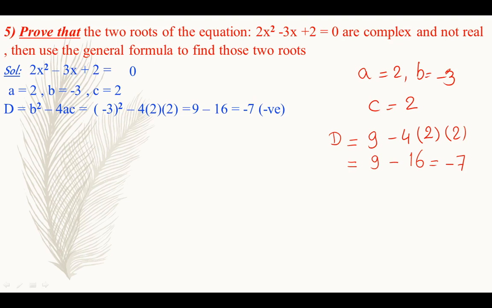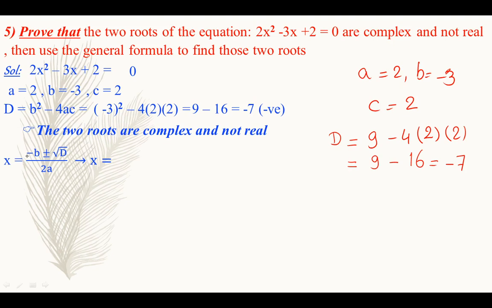Here all we care about is the sign of the discriminant. Here the discriminant equals negative 7, so its sign is negative, so the two roots of the quadratic equation are complex and not real roots. How can we find the two roots of the quadratic equation? Now we are going to use the general formula. x equals negative b, positive or negative root of the discriminant, where the discriminant equals b² minus 4ac, all of this over 2a.